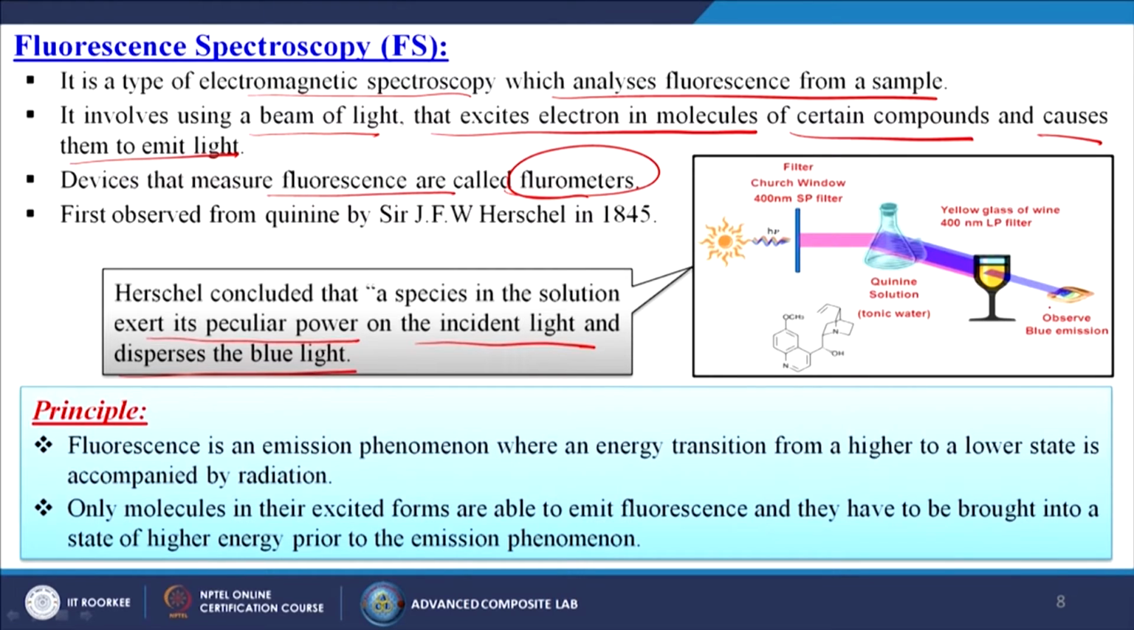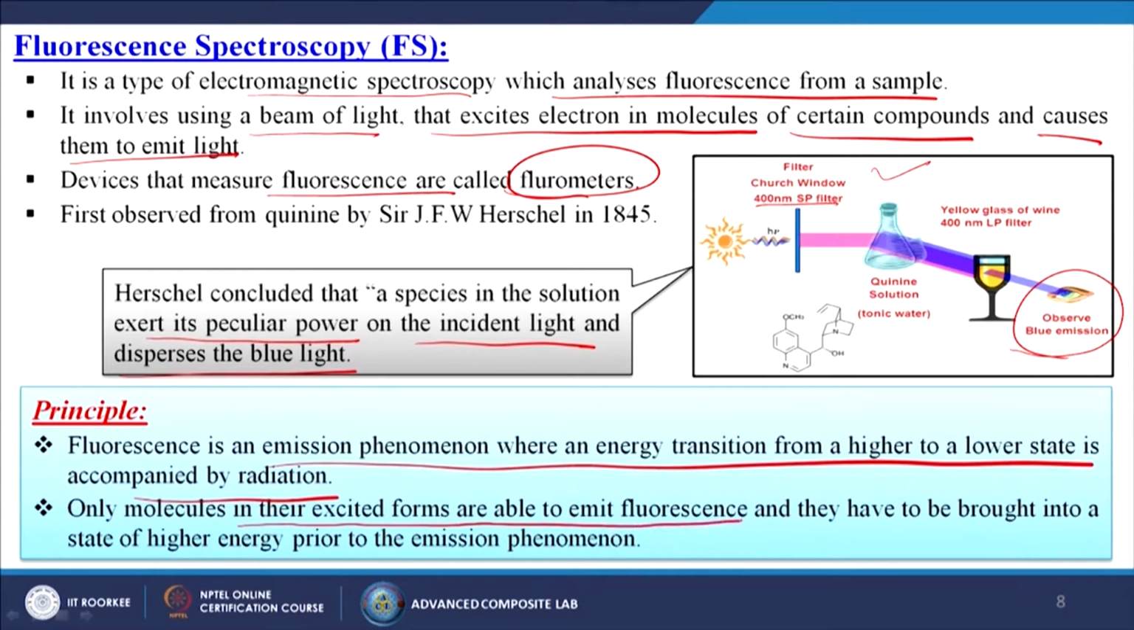So, here we have the source and then we give the energy h nu, through a filter, generally a 400 nanometer SP filter, then we have the quinine solution, or tonic water as it is known, then a yellow glass of wine with a 400 nm LP filter generally, then we observe the blue emission. Principle: fluorescence is an emission phenomenon where an energy transition from a higher to a lower state is accompanied by radiation. Only molecules in their excited forms are able to emit fluorescence and they have to be brought into a state of higher energy prior to the emission phenomenon.